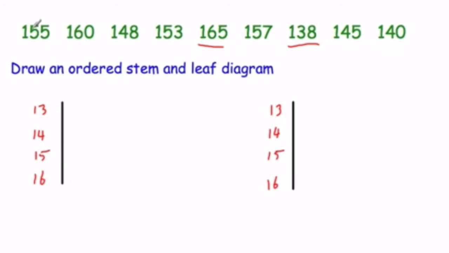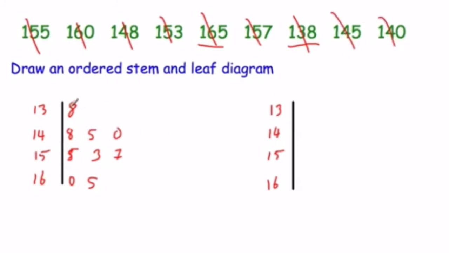So our unordered one to begin with, so we've got 155, so we'll put a 5 in the 150s row. We'll put a 0 in the 160s row for 160, an 8 in the 140s row for 148, a 3 in the 150s row for 153, a 5 in the 160s row for 165, a 7 in the 150s row for 157, an 8 in the 130s row for 138, a 5 in the 140s row for 145, and a 0 in the 140s row for 140.